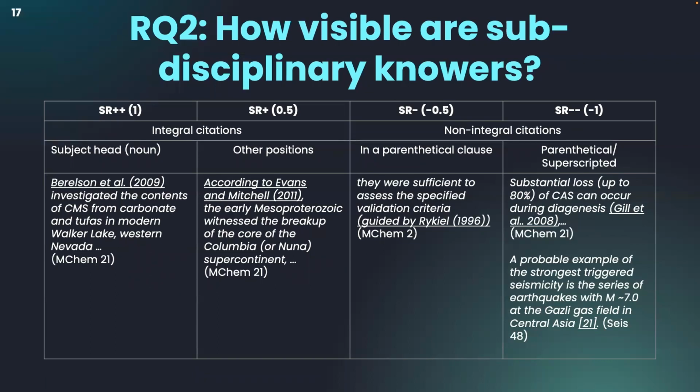So here are examples. From subject head noun to other positions. Then there were some in parenthetical clauses, and of course many were in parentheses. Superscripted citations are not really common, perhaps only in 2 articles in my whole corpus. Okay.